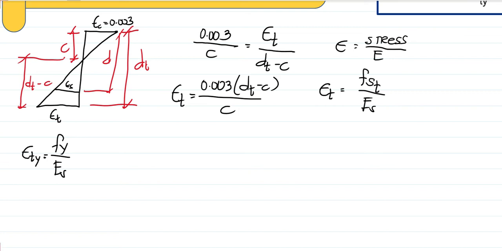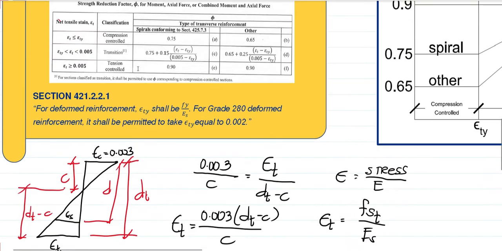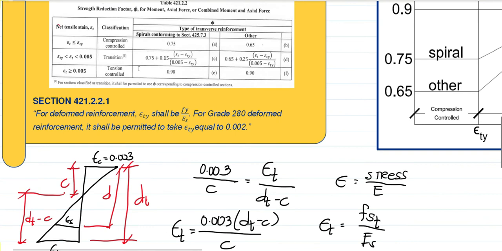So, kung gusto natin computein yung iba't ibang epsilon nung steel natin, meron siyang provision dito ng NSCP, which is stated in section 421.2.2.1. So, for deformed reinforcement, epsilon ty shall be fy over Es. So, tama yung binigay kasi yung equation. Nababanggit din siya dun sa NSCP. And sabi dito, for grade 280 deformed reinforcement, it shall be permitted to take epsilon ty equal to 0.002. So, that is very specific.